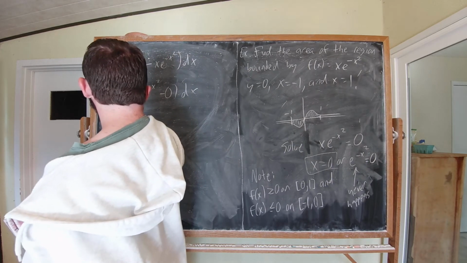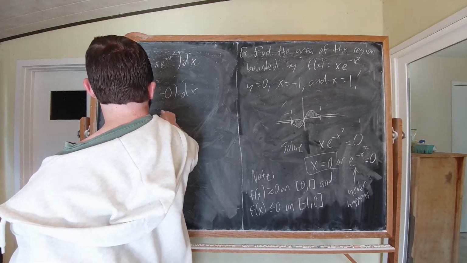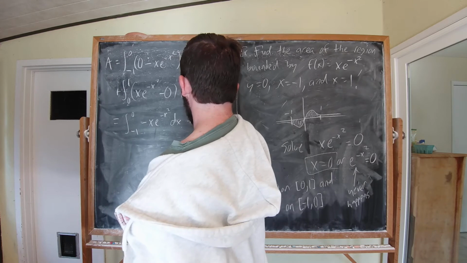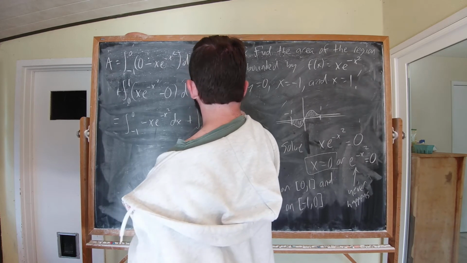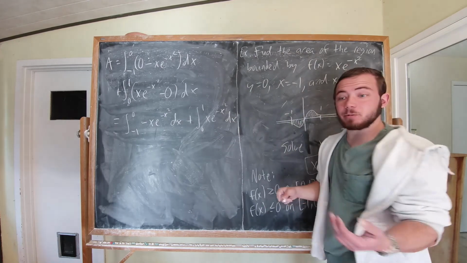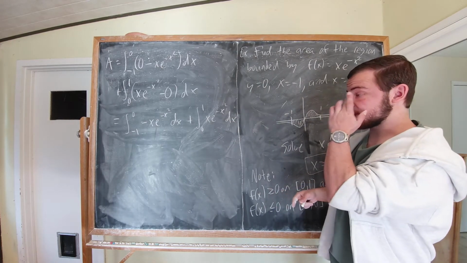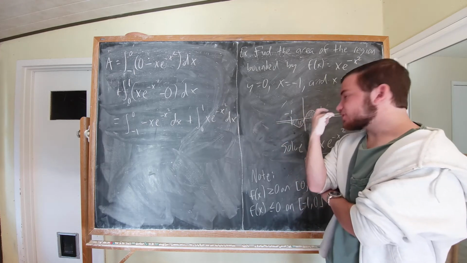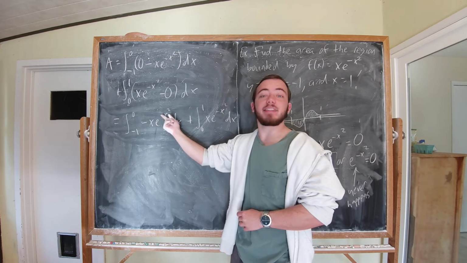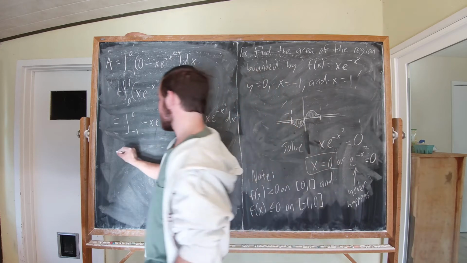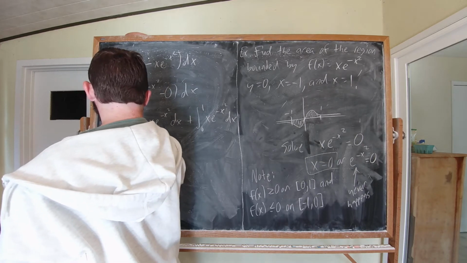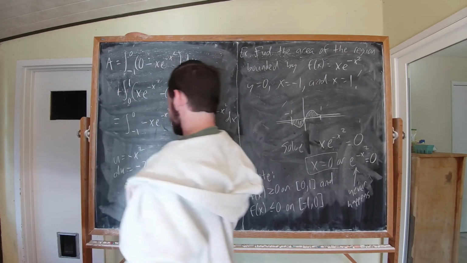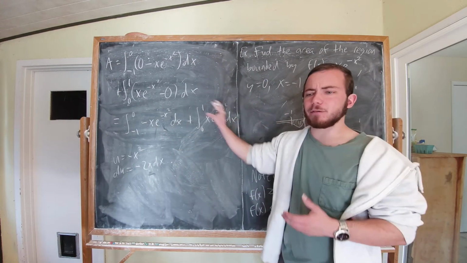This is the integral from negative 1 to 0 of negative x e to the negative x squared dx plus the integral from 0 to 1 of x e to the negative x squared dx. Seems like we're going to need a u sub, since I don't know how to do that integral just off the top of my head. What should our u sub be? Well, typically, if we have e to anything, the anything is a good choice of u sub. So let's try it. If we let u equal negative x squared, then du is negative 2x dx.